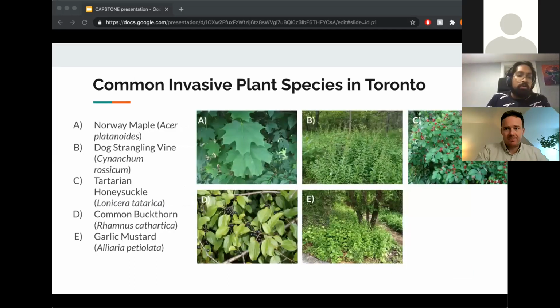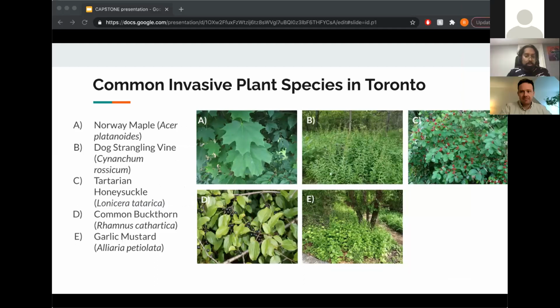And here are just some of the most common examples of invasive plant species found in Toronto. They're also the species of focus for my project. So going in order, you have Norway Maple, dog strangling vine, Tartarian honeysuckle, common buckthorn, and garlic mustard. All of these species have become targets for management interventions to control the increasing present distributions we see across woodlots.